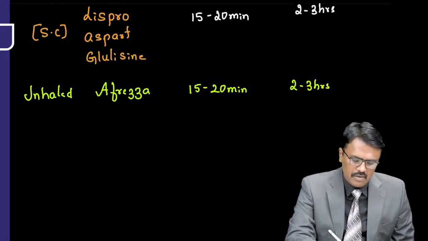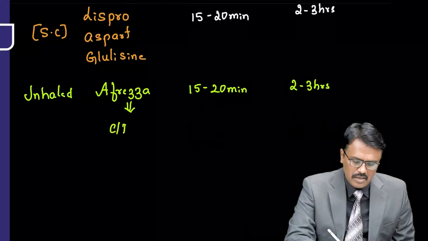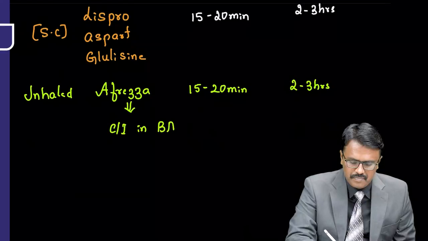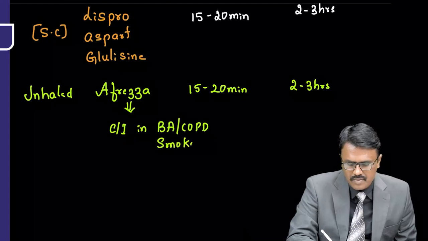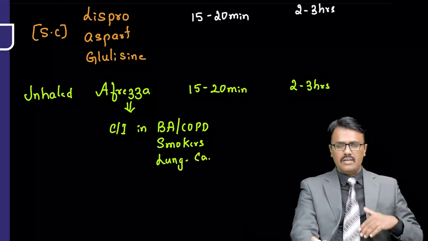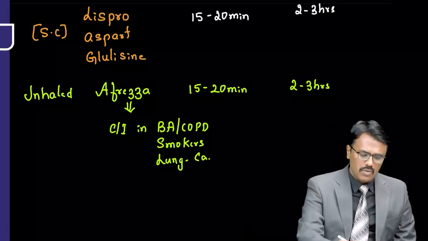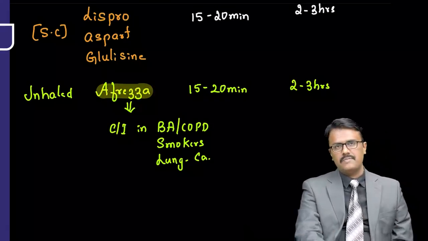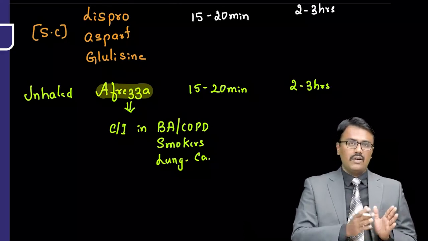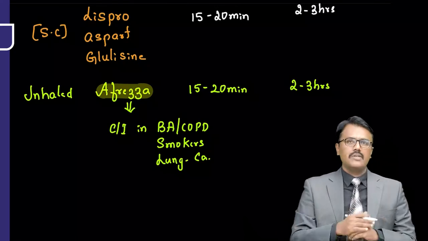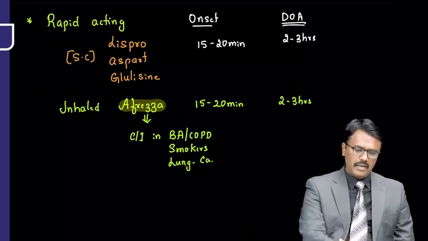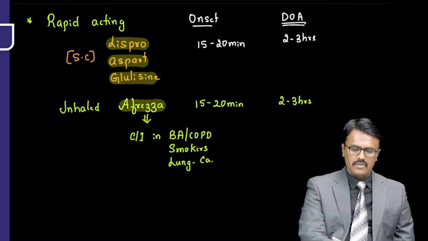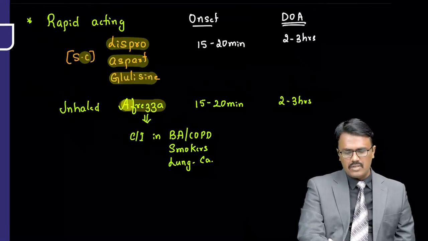But whenever you are giving inhaled Afrezza, it is contraindicated if the patient has asthma, COPD, is a smoker, or has lung cancer. When it is inhaled, it can increase the cough reflex in these patients. So we don't want to give Afrezza in these patients. And since Afrezza is shorter acting, we cannot depend on that only. We have to add a long acting insulin when we treat the patient. Okay, so these are the insulins. Repeat: rapid acting insulins are Lispro, aspart, glulysine, which we give subcutaneously, and the only inhaled insulin is Afrezza.